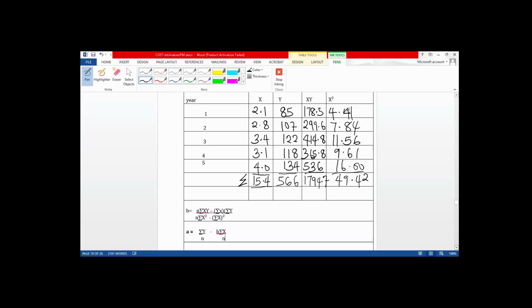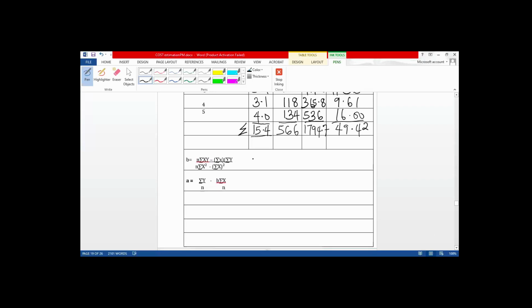We have gotten the summation. We can bring it out. Summation x is equal to 15.4. Summation y is equal to 566. Summation xy is equal to 1794.7. Summation x squared is equal to 49.42. You can now go to your formula now.